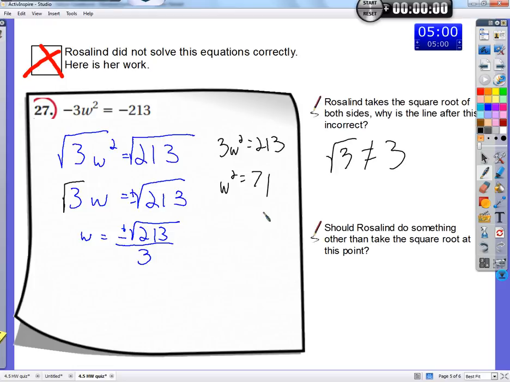What now? Square root of both sides. Now, the only thing on this side is something that's squared. That's when you want to take the square root. You want to get that squared by itself. So w equals what?